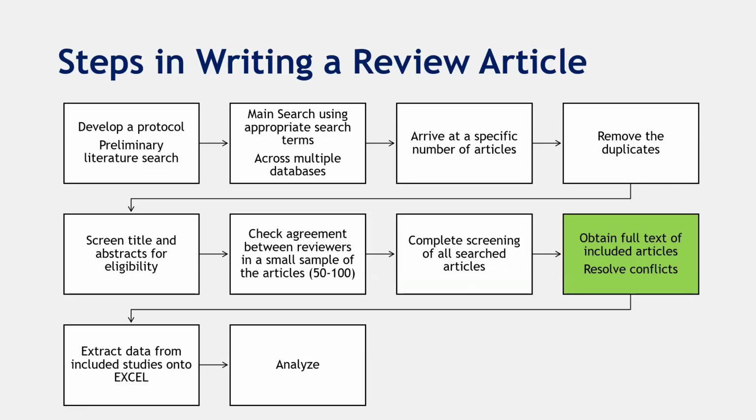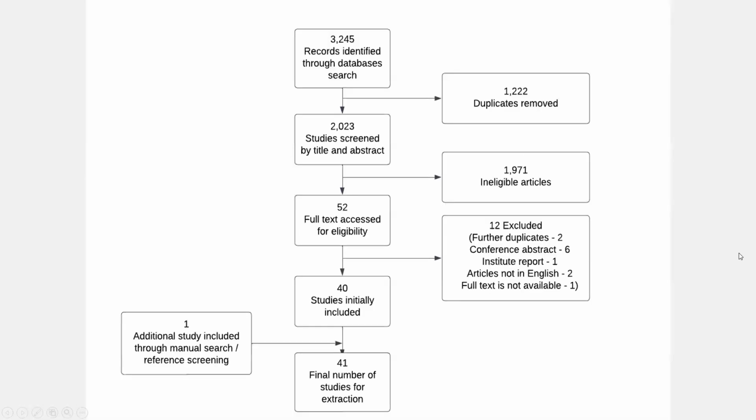For those conflicts, what you do is you go to the full text, you discuss between both of you and see whether you want to include or exclude. If both of you have some issues, you can have a third arbitrator also and then finalize whether to include or exclude. So now we have got a final list of articles from which you are going to extract the data.